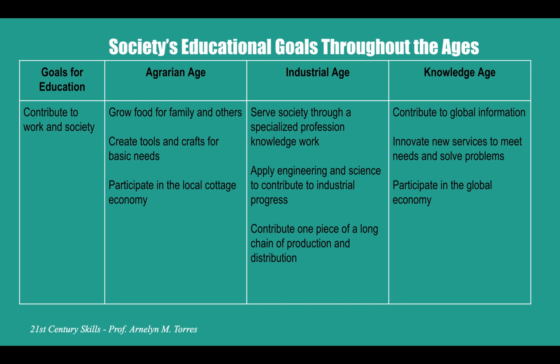Second, create tools and crafts for basic needs. During the agrarian or agricultural age, people need some farming tools such as rake, axe, and shovel. And because goods are limited then, people are also expected to know how to create these tools for their farming needs. And some crafts that people are learning during that time is how to weave a basket or maybe how to create straw brooms that they can use for cleaning.